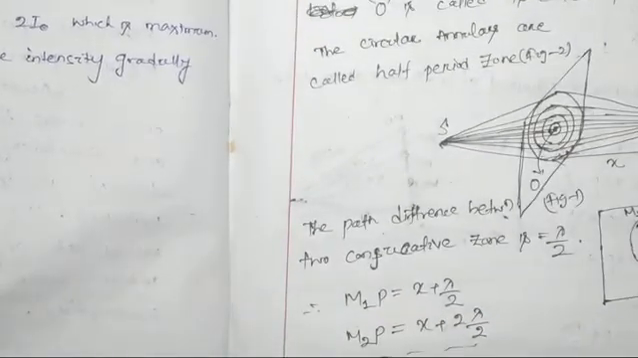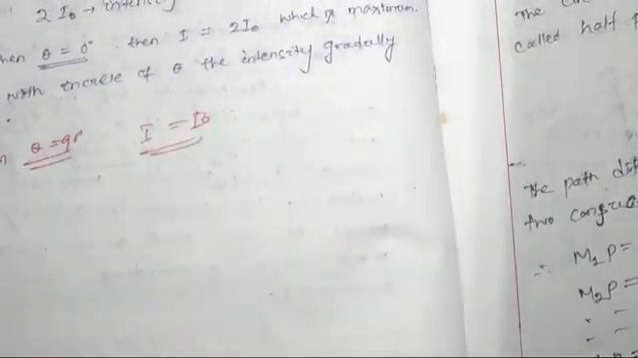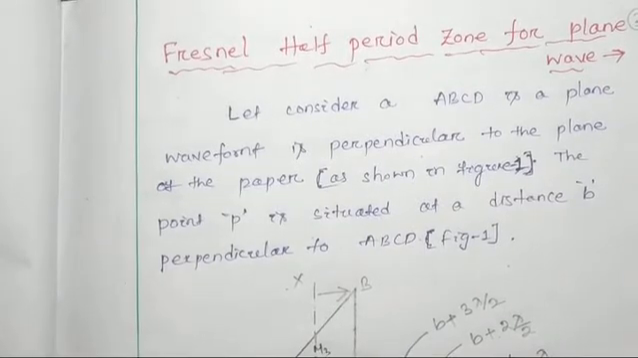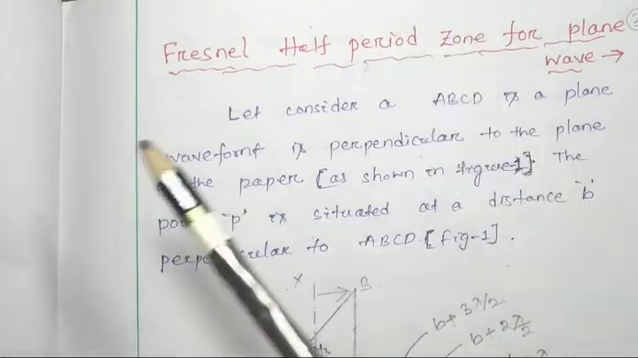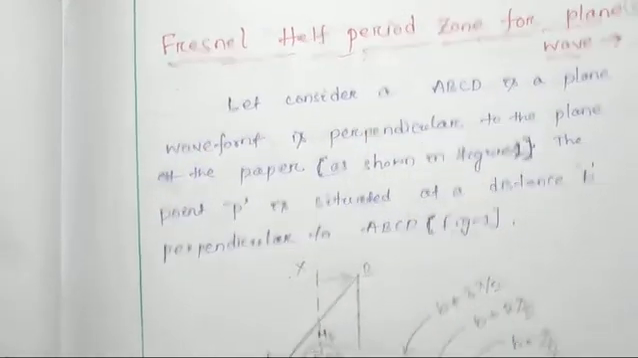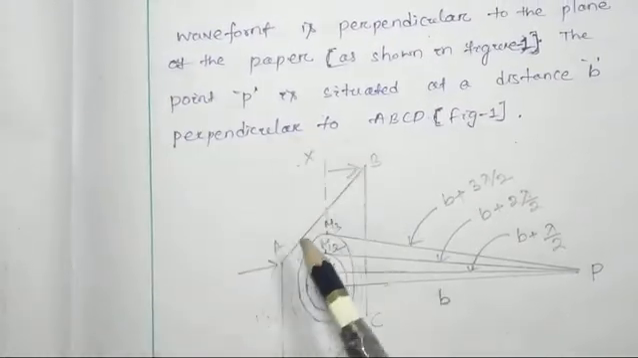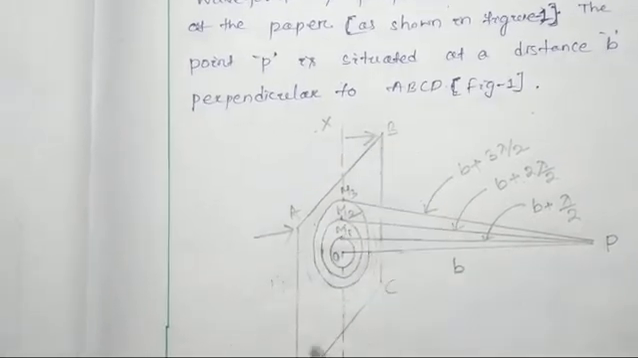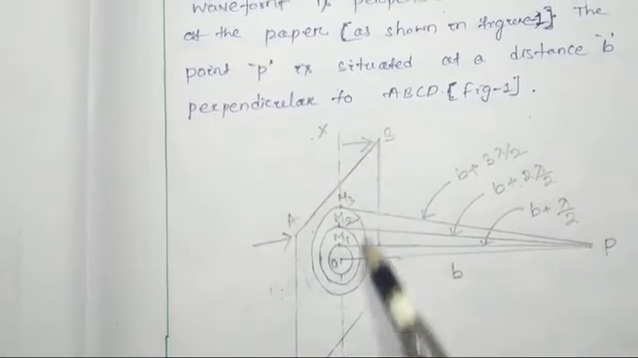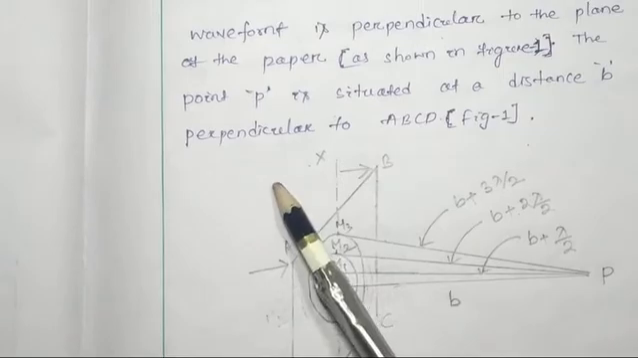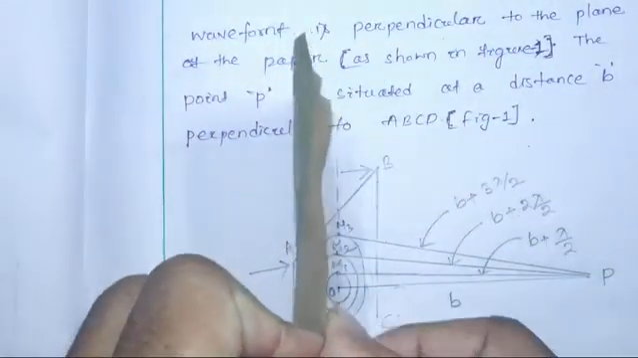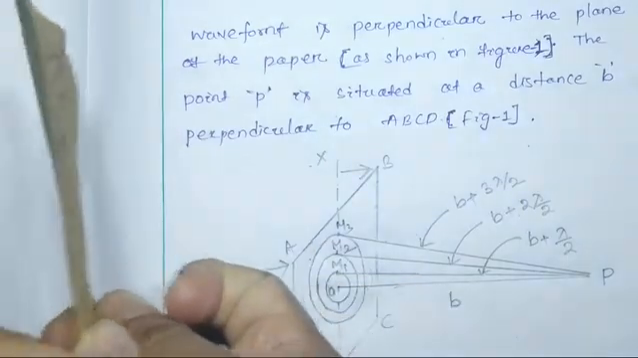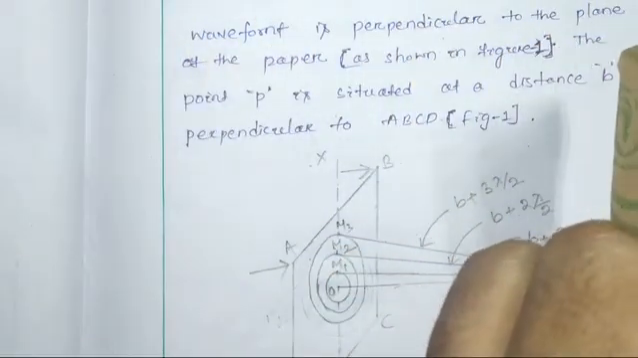Before that, we have to discuss what is called the half period zone. What is called half period? Now, Fresnel's half period zone for a plane wave. Let us consider ABCD is a plane wavefront, which is perpendicular to the plane of paper like this. So this is the wavefront and it is like this only. That means it is moving along this direction.